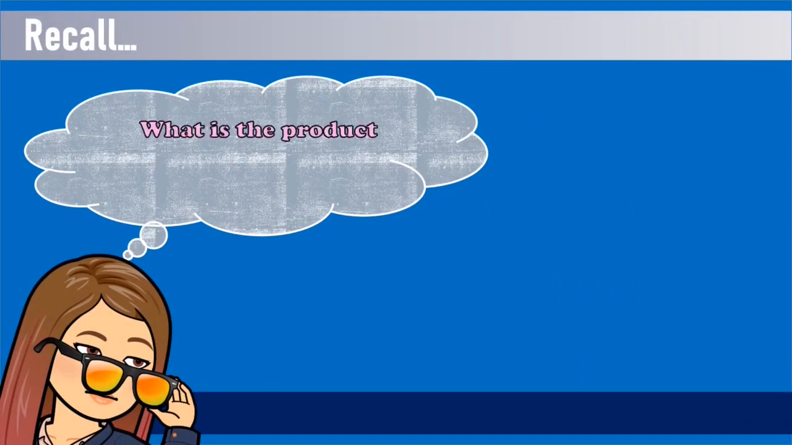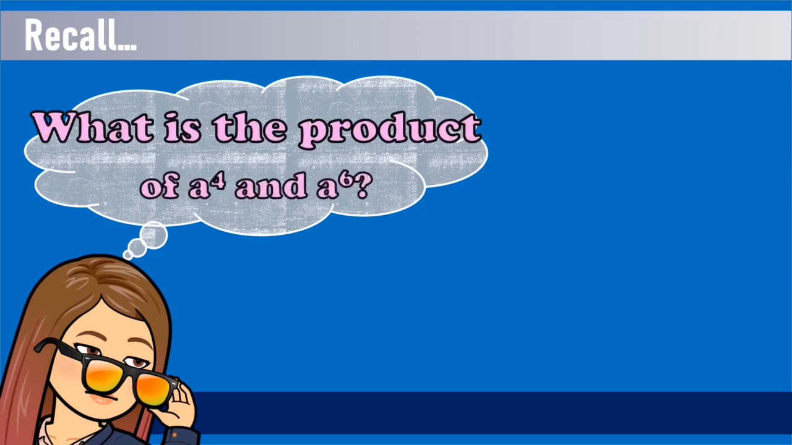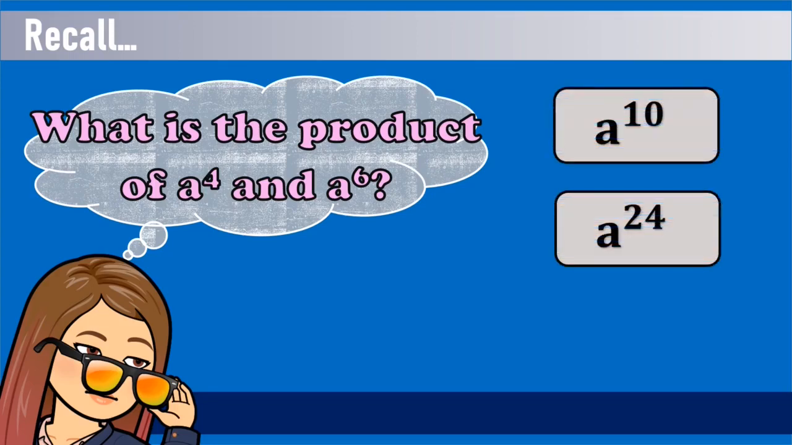Let's try this. What is the product of a to the power of 4 and a to the power of 6? We are given two choices. Which do you think between these two is the correct answer? Pause. Do you have the answer now? Correct. It's a to the power of 10. Now why do you think so?